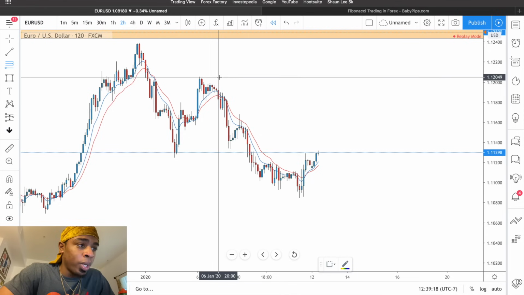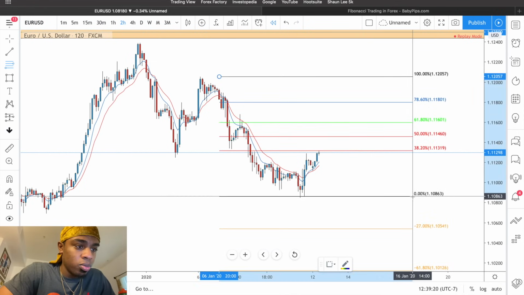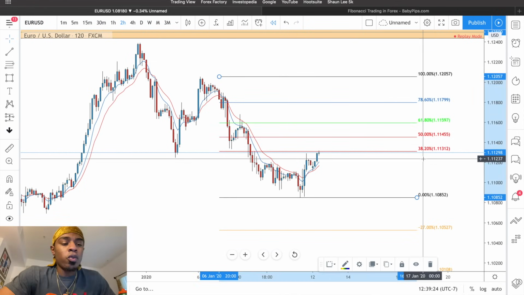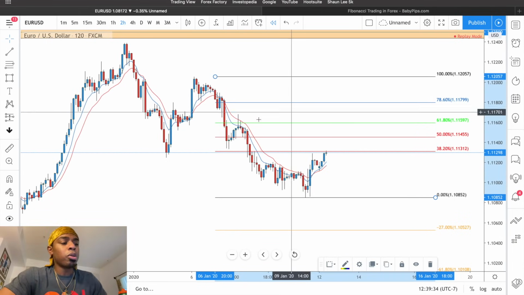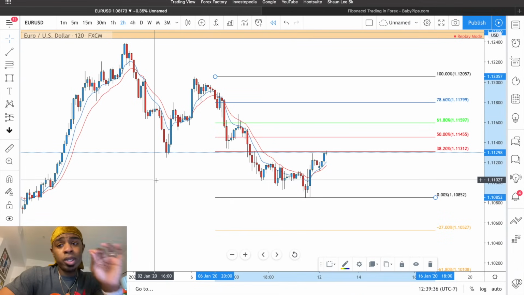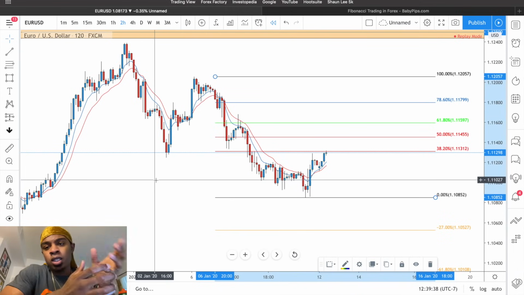So again, swing high, swing low. Boom. Now we're waiting for it to retrace off of one of these levels: 38.2, 50, 61.8, and 70.6. Remember, price does this all the time. A, B, C, D. That's how Fibonacci is really explained.